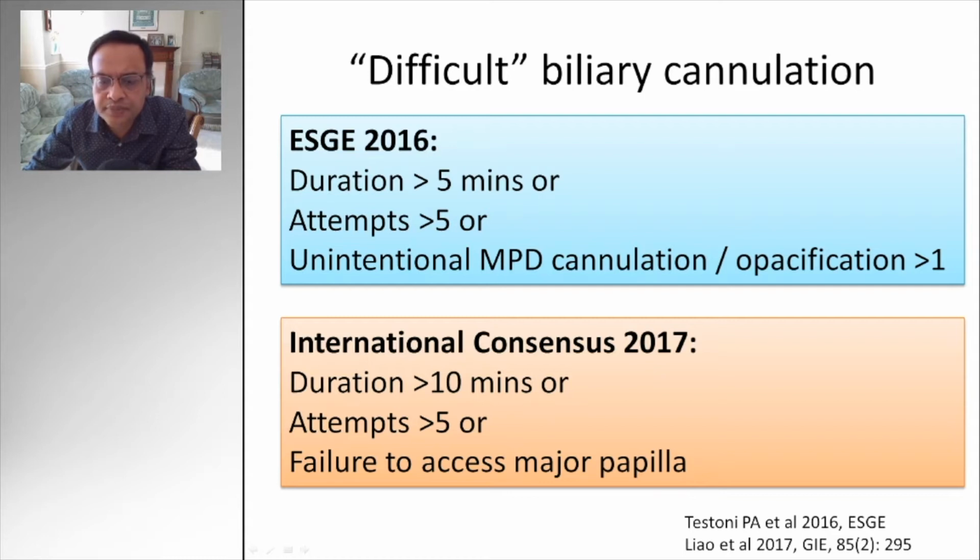In another set of guidelines called the International Consensus Guidelines 2017, the authors define difficult biliary cannulation as one where the duration of the attempt is more than 10 minutes, or if there are more than 5 attempts needed, or if there is failure to access the major papilla. These guidelines from 2017 do not mention unintentional pancreatic duct cannulation.